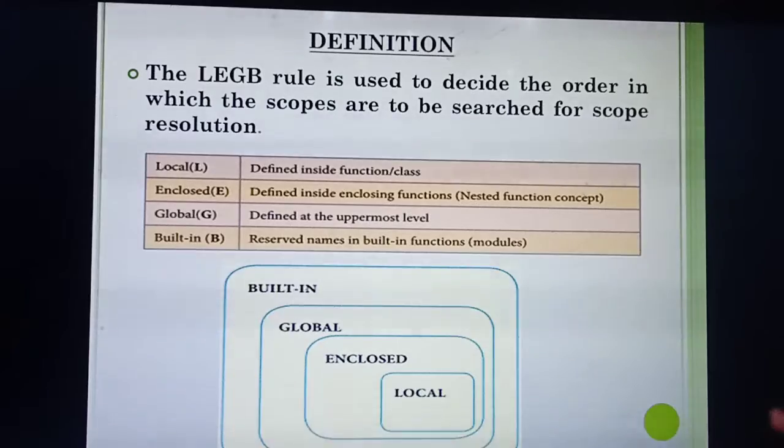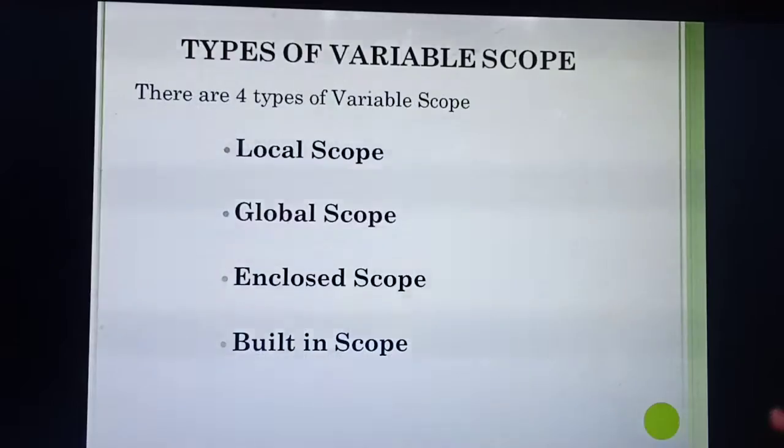Last class you studied the definition of eligible rule, isn't it? What's the definition of eligible rule? It is used to decide in which order the scopes need to be set. What's the full form of eligible? Local, enclosed, global and built-in, isn't it? Today you are going to study the types of scope. Very important question. Last year also you studied this question.